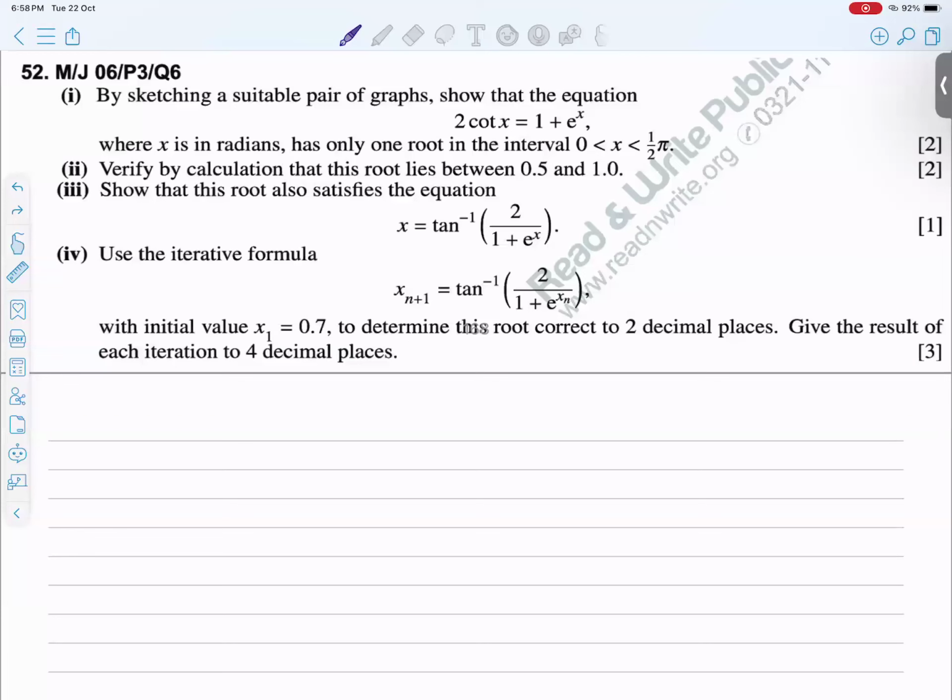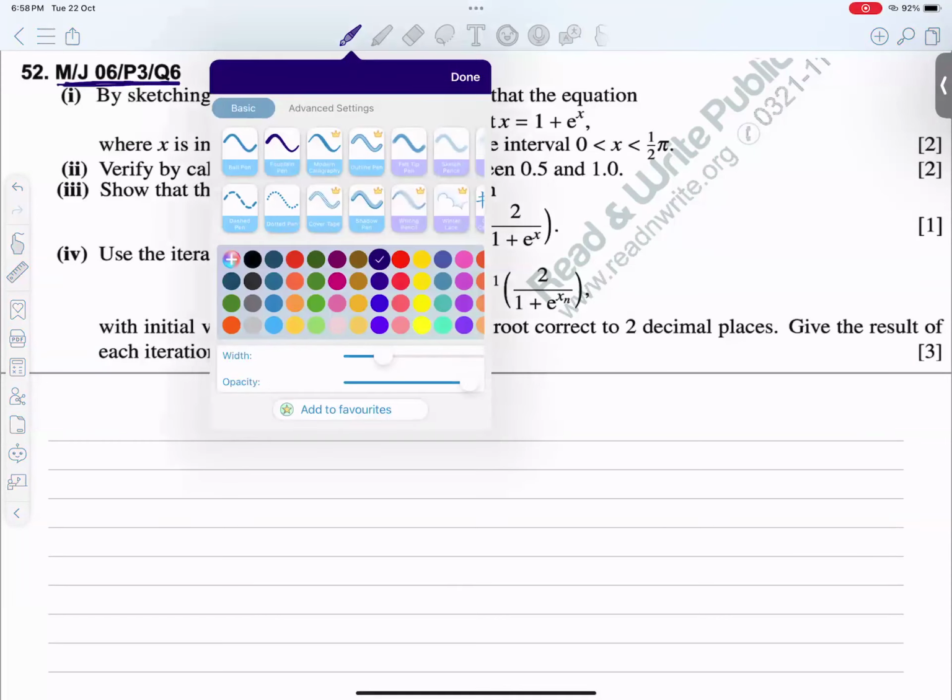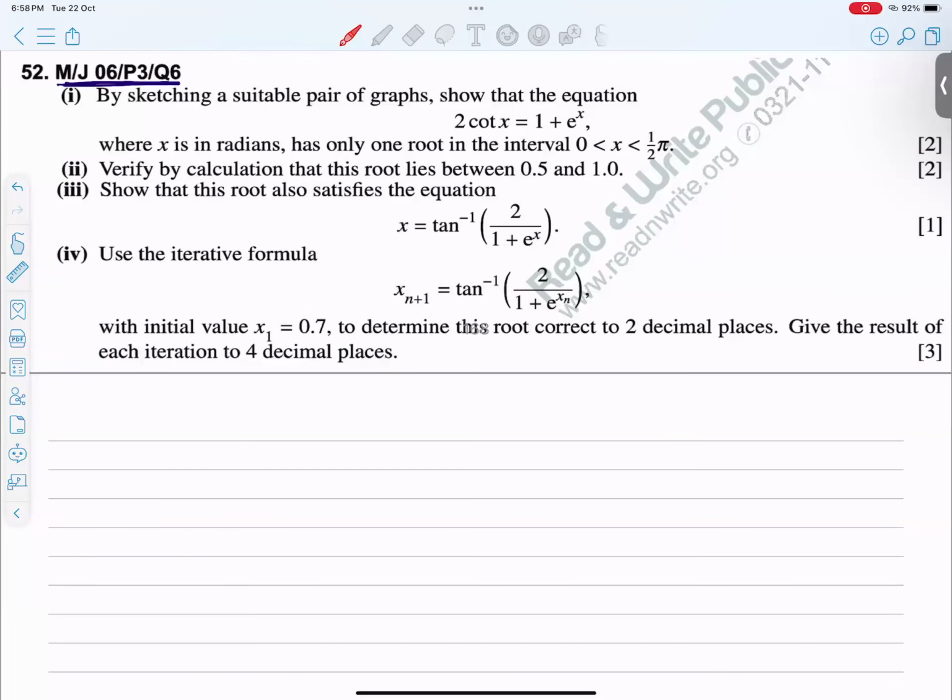Bismillah ar-Rahman ar-Rahim. This is a June 2006, paper 3, question number 6 in the paper, but in this worksheet, question number 52. So what a question we have. It says by sketching a suitable pair of graphs, show this equation.